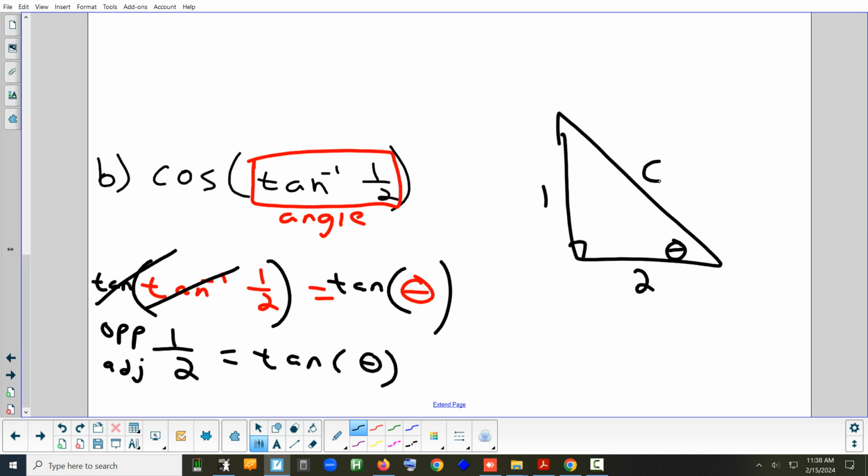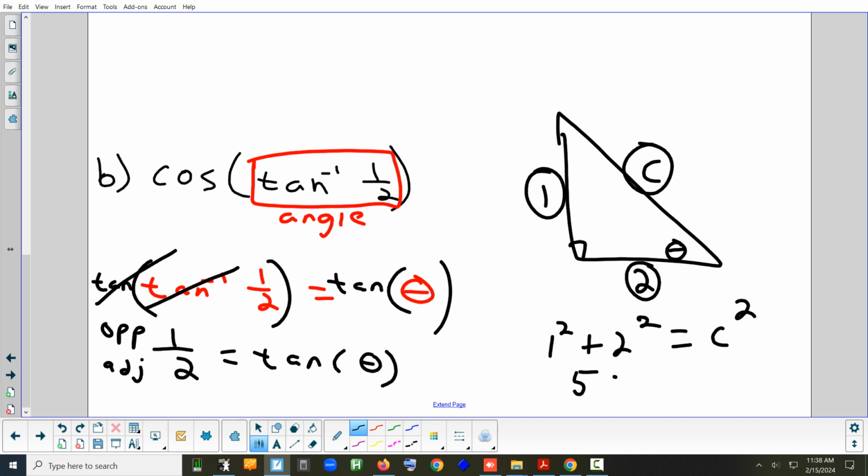And how am I going to figure it out? What's the Pythagorean theorem going to look like with those three things I just circled? 1 squared plus 2 squared equals C squared. So 1 squared is 1, and then 2 squared is 4, so that's 5. Remember, that's not C, that's C squared. And then you have to square root it. So what is C? Square root of 5.